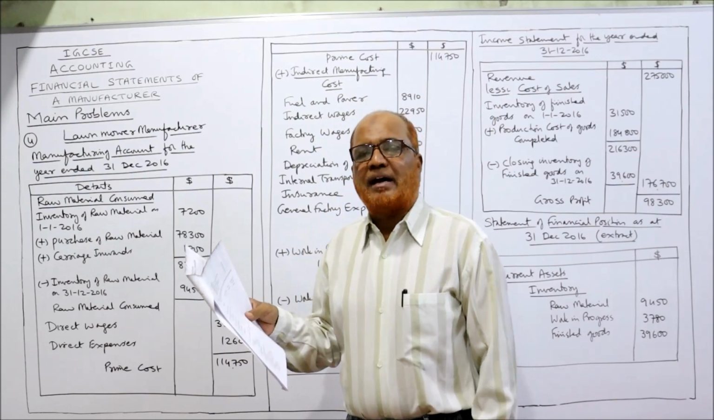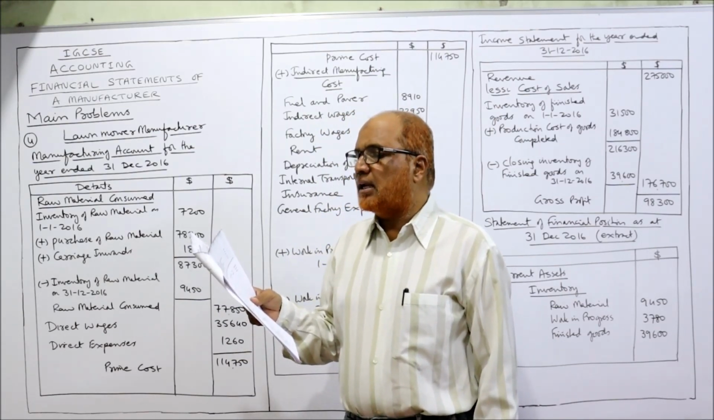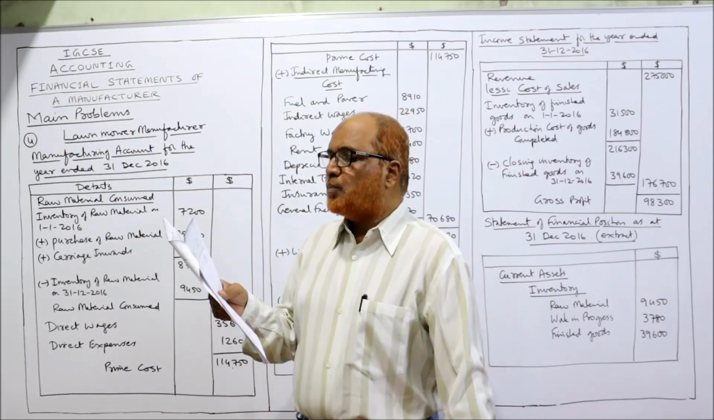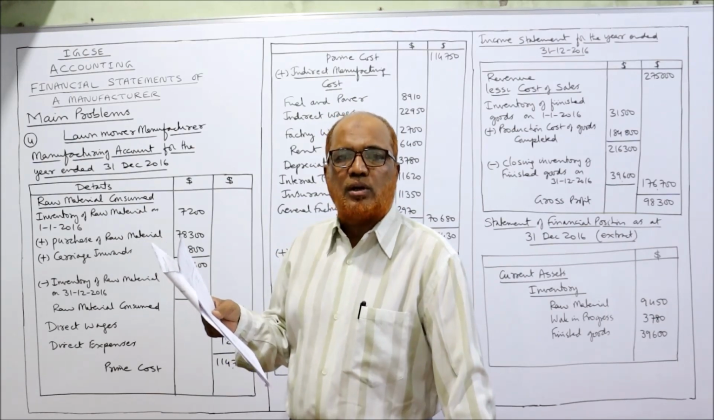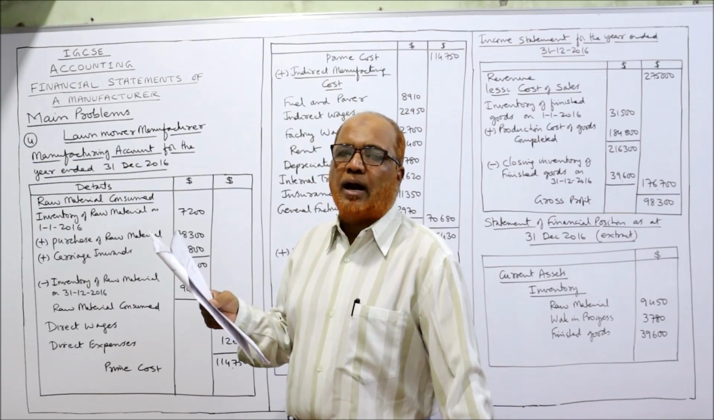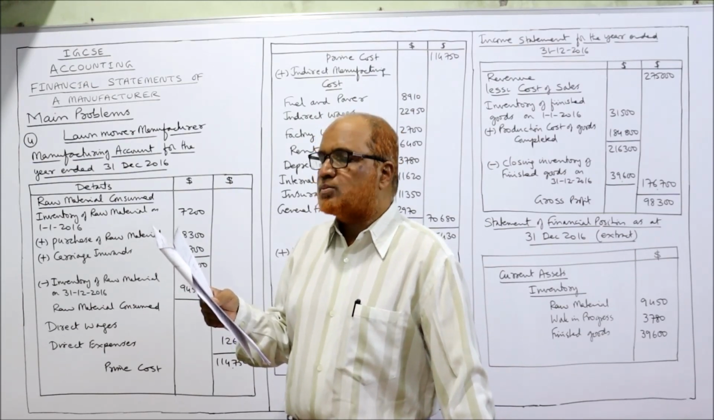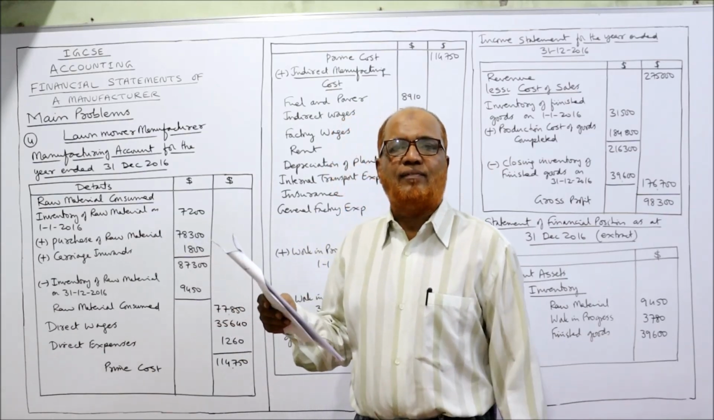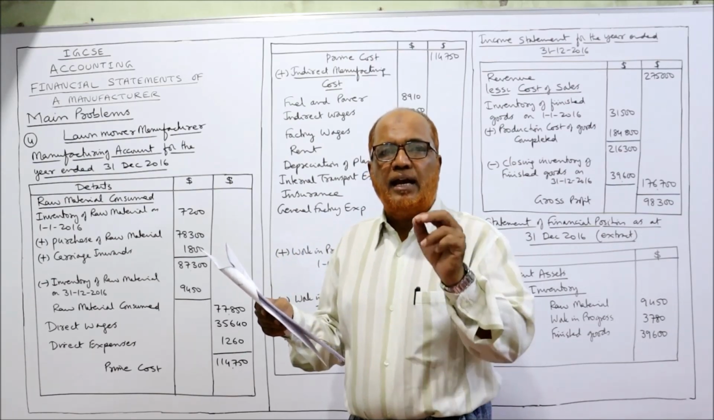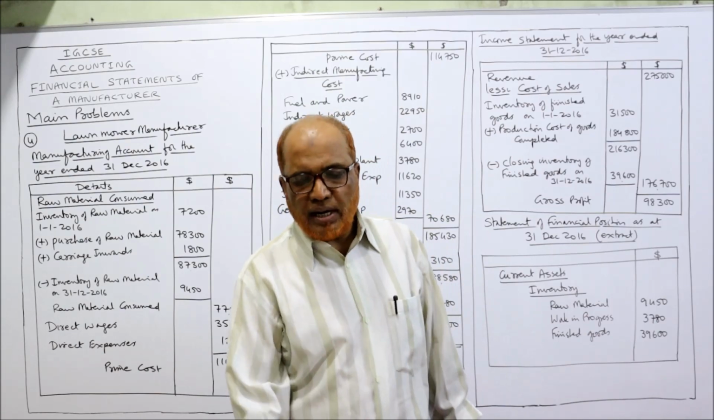Next, rent of factory, these are factory overhead. Depreciation of factory plant and machinery, that will be taken under factory overhead. Internal transport expenses, that is also factory overheads. Insurance of factory building and plant, that is also factory overheads. General factory expenses, these are the indirect factory overhead. So all these items should be taken under indirect factory overheads. That's all. So 3 items we have to make.